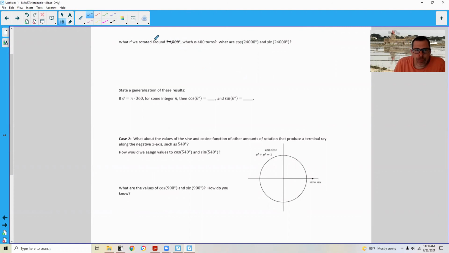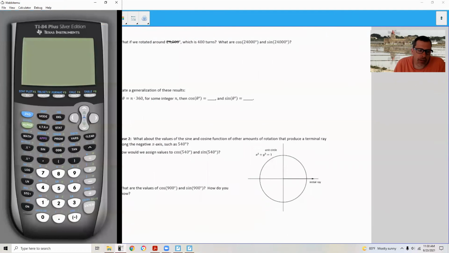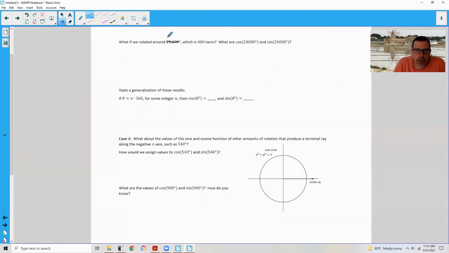It says, what if we rotated around 24,000 degrees, which is 400 turns? Well, no, it's not. 400 turns when there's 360 degrees in a circle, whoops, is 144,000, not 24,000. So fix your book, cross this out and write 144,000. Whoops, dollars. Yeah, I should get paid that for finding the error. 144,000 degrees.